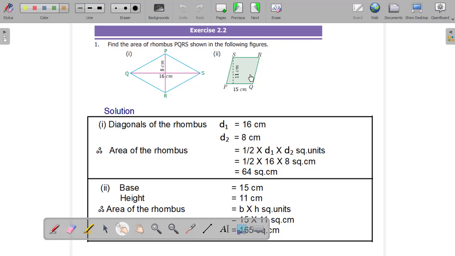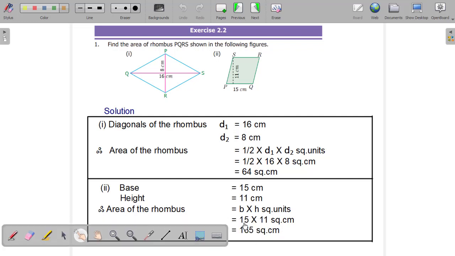Next, move to the next sum, second sum. Look at this picture here. Base and height are given. Base is equal to 15 centimeter, height is equal to 11 centimeter. Therefore, area of the rhombus is equal to B into H square unit. Therefore, the answer is 15 into 11 square units. That final answer is 165 square centimeter.